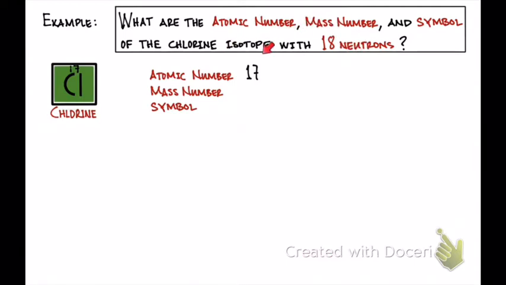In order to determine the mass number, you need the number of protons, which you get from the atomic number. The question says chlorine isotope with 18 neutrons. To get the mass number, we need the number of neutrons and the number of protons. Add them together and you get the mass number. In this case, we have 35 as the mass number for this specific chlorine isotope. How did we get 35? Well, 17 plus 18 gives us 35. And the symbol for chlorine is Cl. So we can write the notation for this specific isotope.